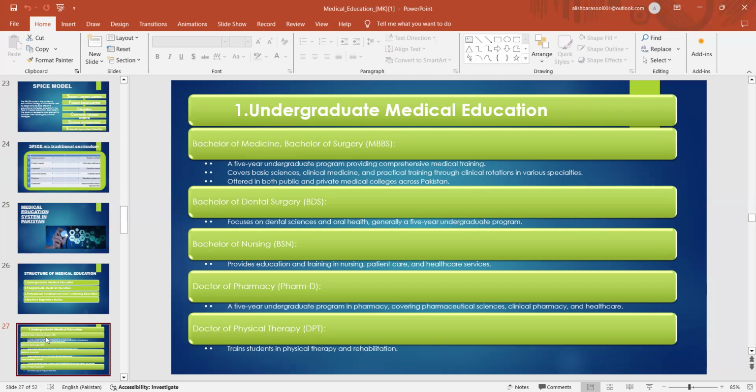It covers basic sciences, clinical medicine, and practical training through clinical rotations in various specialties, offered in both public and private medical colleges across Pakistan. Bachelor of Dental Surgery, BDS, focuses on dental sciences and oral health, generally a 5-year undergraduate program. Bachelor of Nursing provides education and training in nursing, patient care, and healthcare services. Doctor of Pharmacy, PharmD, a 5-year undergraduate program in pharmacy, covering the pharmaceutical sciences, clinical pharmacy, and healthcare. Doctor of Physiotherapy, DPT, trains students in physical therapy and rehabilitation.